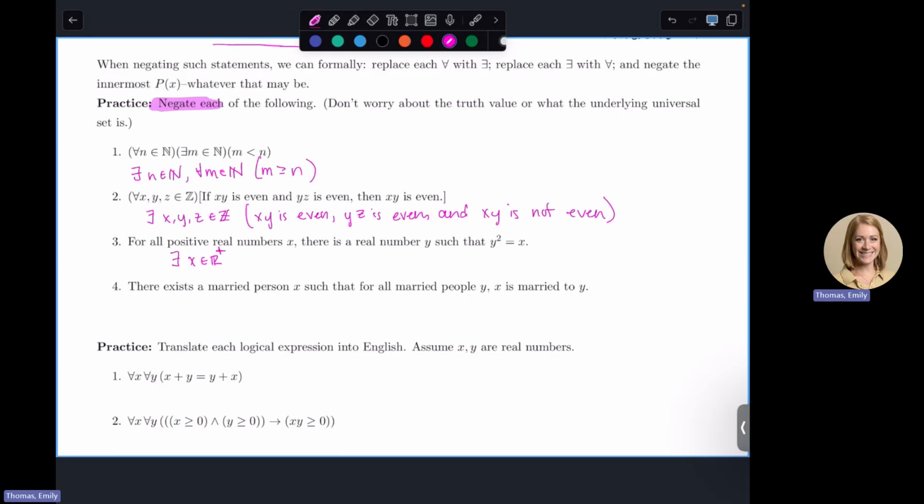Okay, so for all positive real numbers x, we have there exists a positive real number x such that for all real numbers y, that's not an x, that's a y, my bad, y squared does not equal x. There exists a positive real number x such that for all real numbers y, y squared cannot equal x.